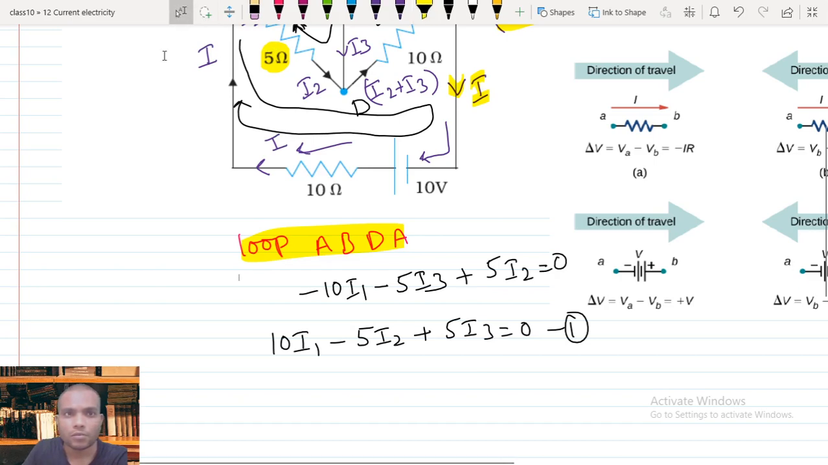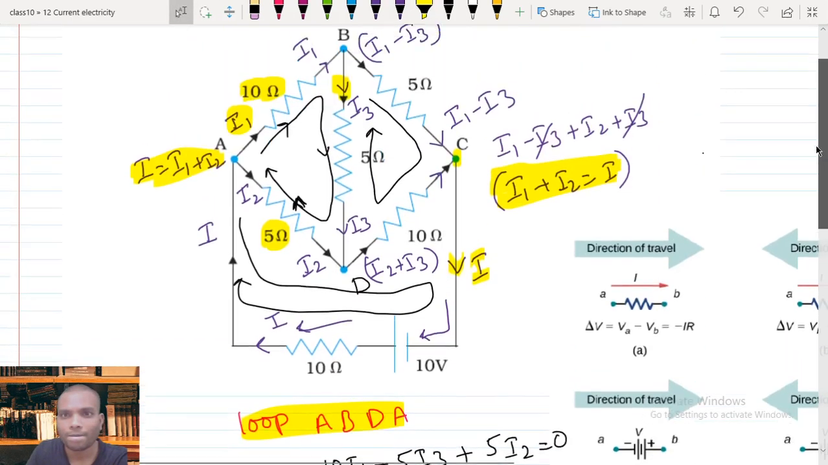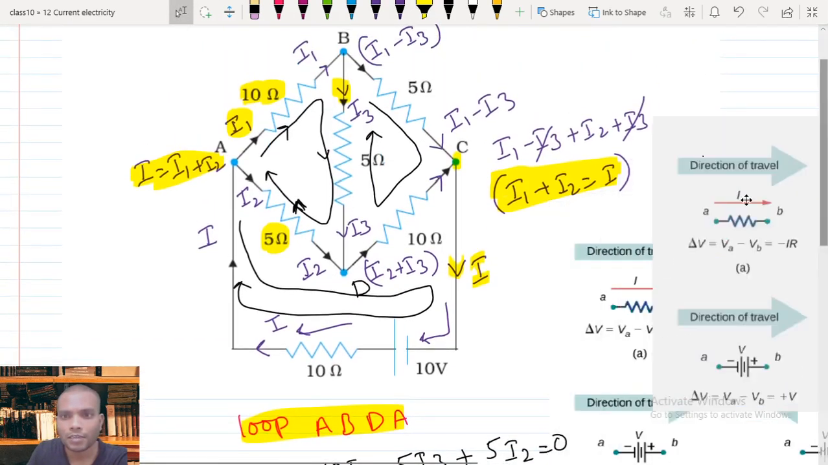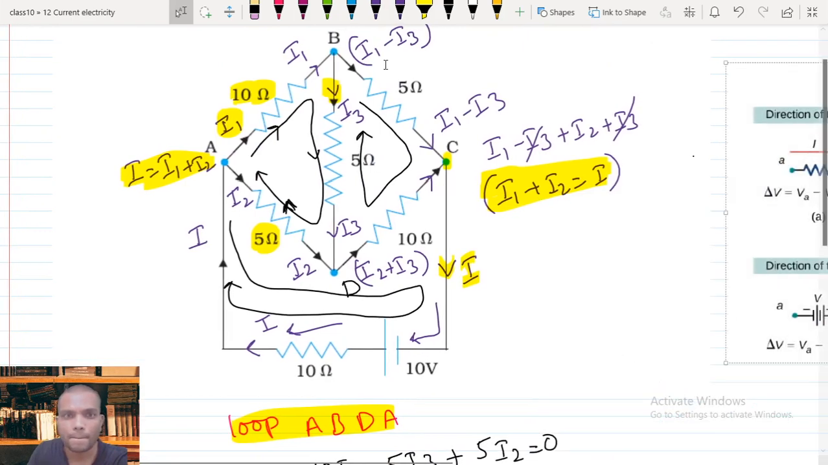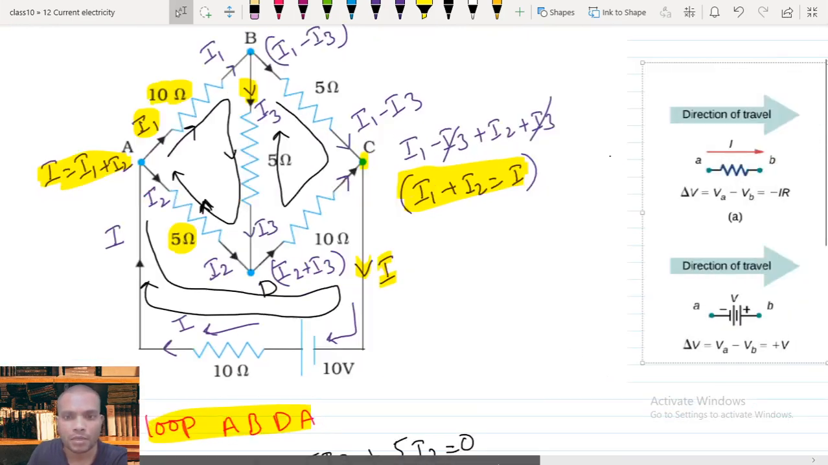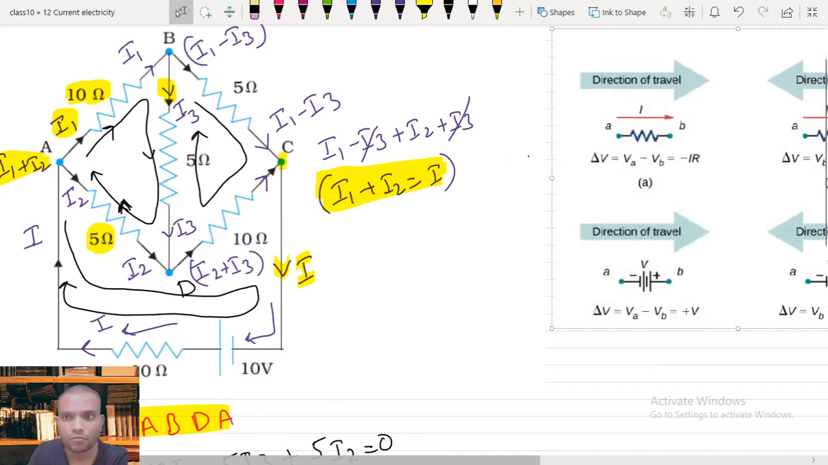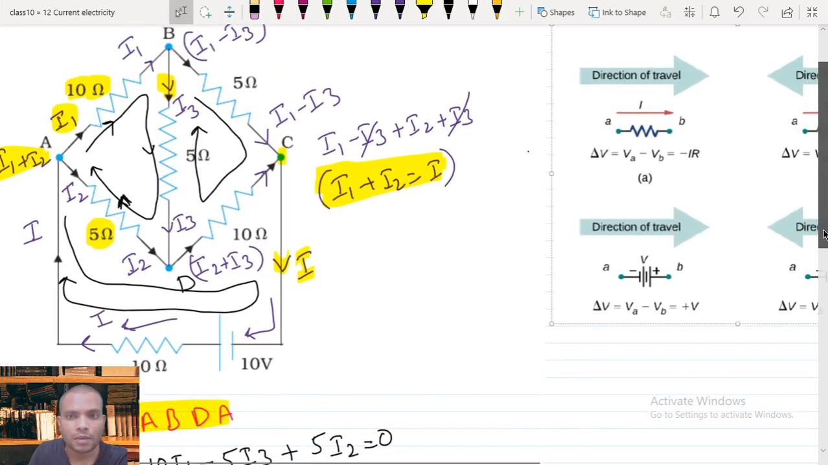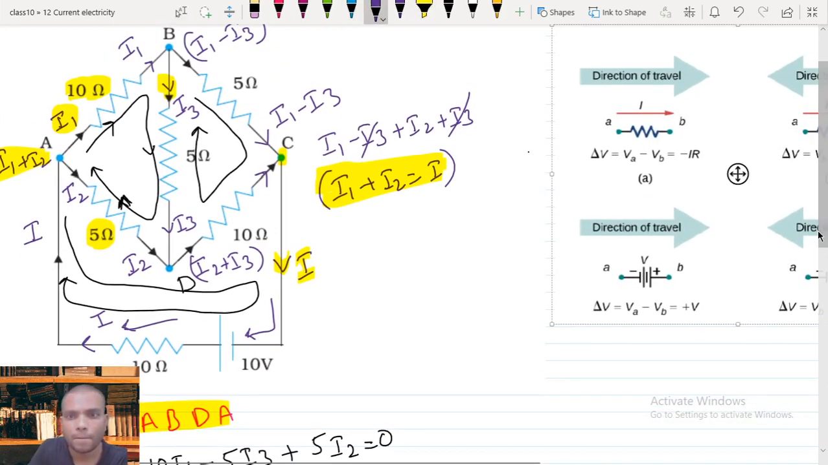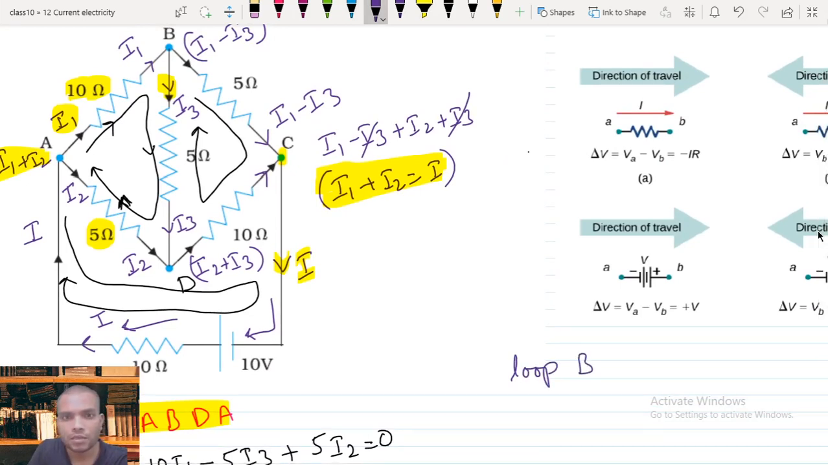Now take the second loop. Now if you take the loop, let me grab some space. Now this time I am considering loop B, C, D, B. So I am going to work out in that loop.